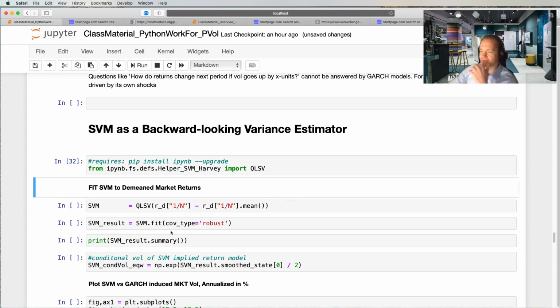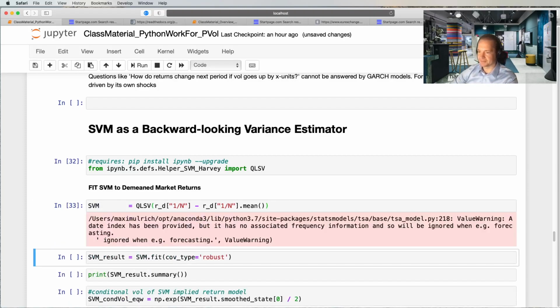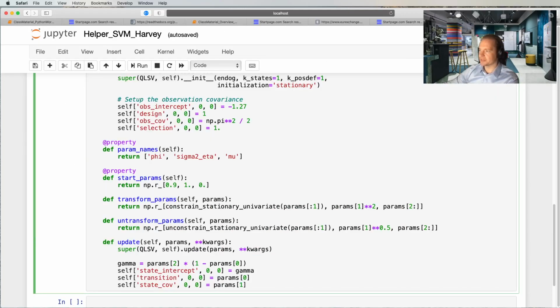Okay, great. So here's what we do. We want to fit the SVM to demeaned market returns. Again, why demeaned? Because it just works for demeaned returns. It's a second moment model, but not a problem, right? We just take the market return and we subtract the mean. That's not a big deal. So we create the SVM object using this helper class. The warning, it's all right. It's just about the date index. I don't care. SVM.fit.